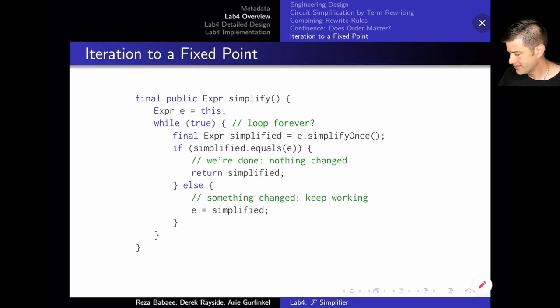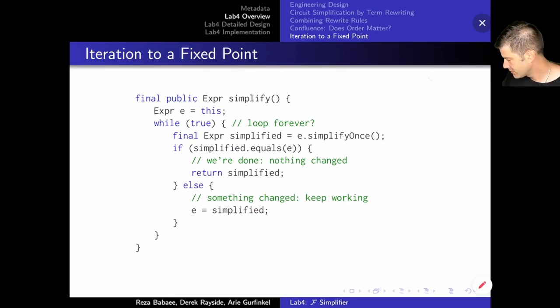Because of that, it means that this is well specified. No matter how simplify once is implemented, what rules it looks at, in which order it tries to apply those rules, that doesn't matter. The result will always be the same. It may make this loop work differently. That means the intermediate results will be different, but the final result will always be the same.